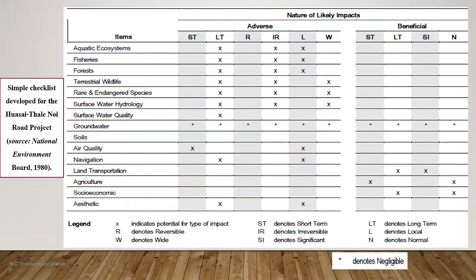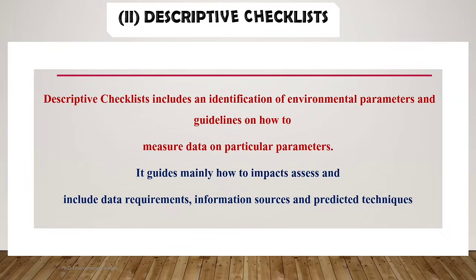Descriptive checklists are the more advanced version of simple checklists used in EIA. In this checklist method, detailed instructions are provided on how to measure data related to each environmental parameter. These guidelines help ensure that data collection is consistent, accurate, and reliable. This checklist method includes guidance on how to assess the impacts on each parameter. It outlines the data requirements, information sources, and predictive techniques that should be used. So this is example of descriptive checklist.